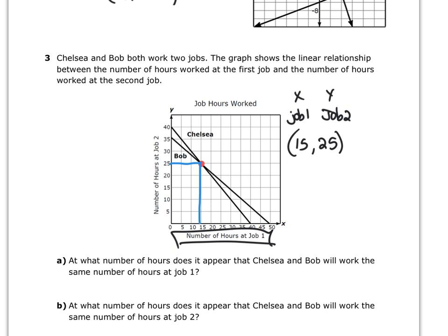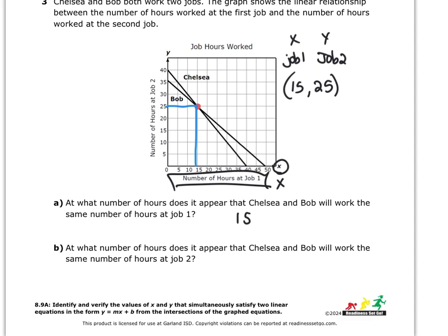Well, at job 1, they're both working 15 hours, right? This is our x-axis right there. And so our x value is 15 when they're the same. The next one says, at what number of hours does it appear that Chelsea and Bob will work the same number of hours at job 2? Well, when they're working the same number of hours at job 2, they're both working 25, right? That's our y-axis. So again, it's important to pay attention to what is the question asking for, and are we talking about x or are we talking about y?